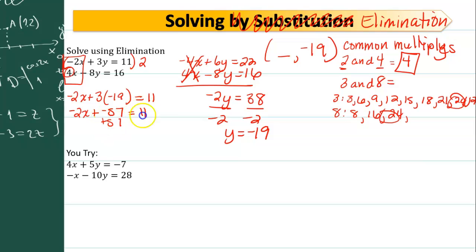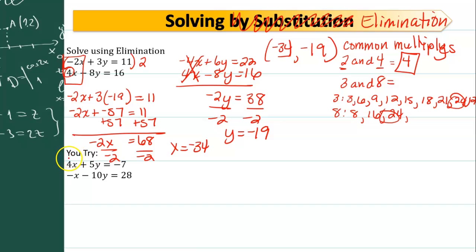I want to move the 57 to the other side, so I'm going to add 57 on both sides. So negative 2x equals 68. Divide both sides by negative 2, and so x equals negative 34. So my answer here is negative 34 comma negative 19. This is definitely the type of problem that we would not have solved using graphing because we definitely would not have had a graph that was big enough to go all the way over to negative 34 comma negative 19.